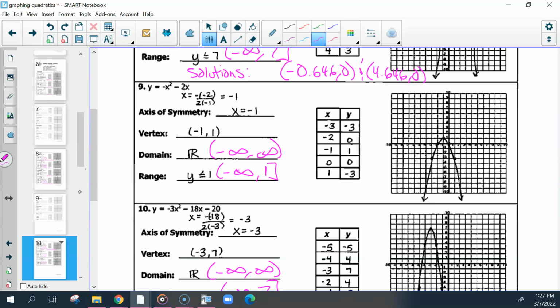Number 9, does this cross the x-axis? Yes, how many times? Why are we going to have 2 solutions? And these are given to you in your table at negative 2, 0, and 0, 0.